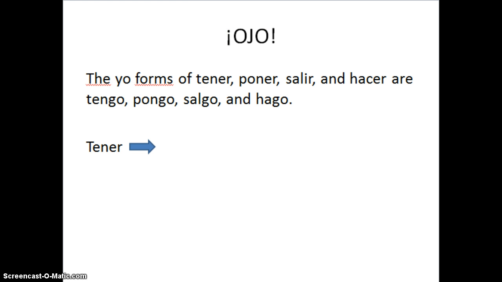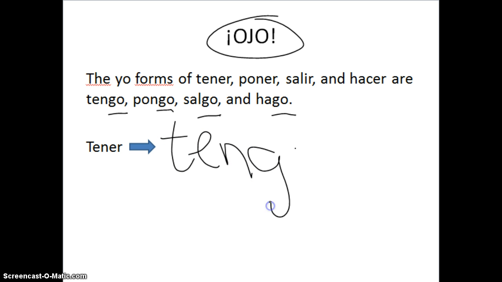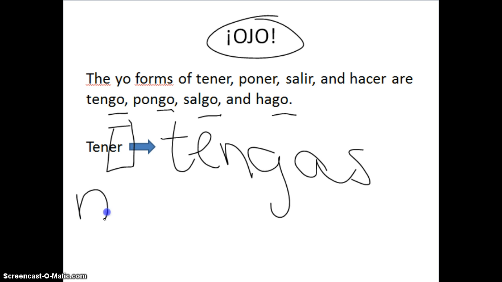Let's keep going. So be careful. Ojo means kind of like cuidado, be careful, okay? Because the yo forms of many of these verbs, tener, poner, salir, and hacer, have the go in them, right? So we have tengo, pongo, salgo, hago, alright? So let's do an example with tener, okay? So we have tener, the yo form is tengo. We look at the ending and we see it's an er verb, so we know that we need to change our o to as. Alright, we have tengas, and then we need to add the no before. So we have no tengas.